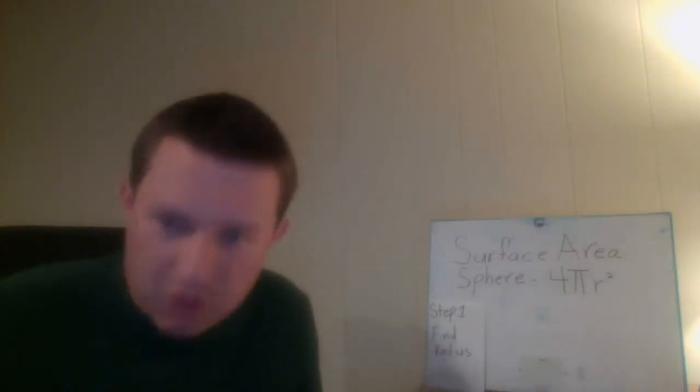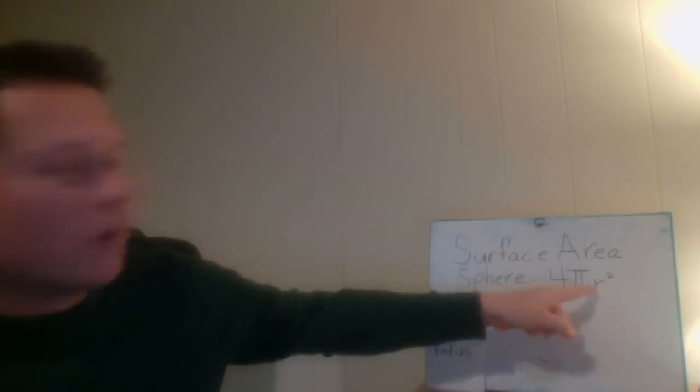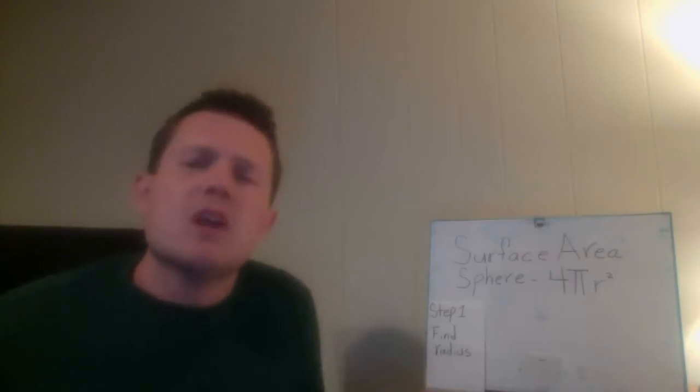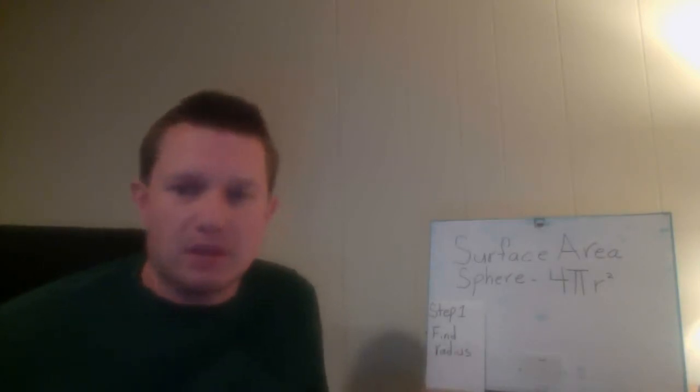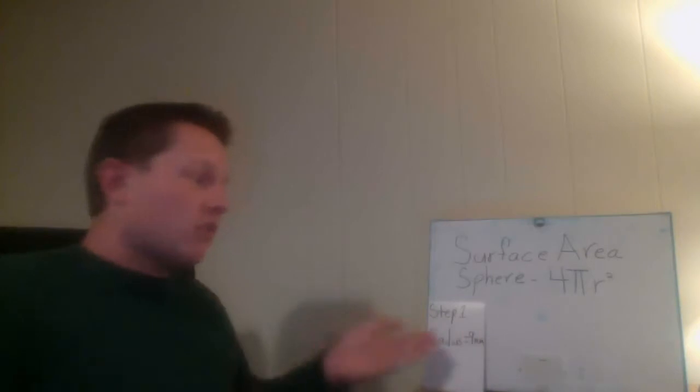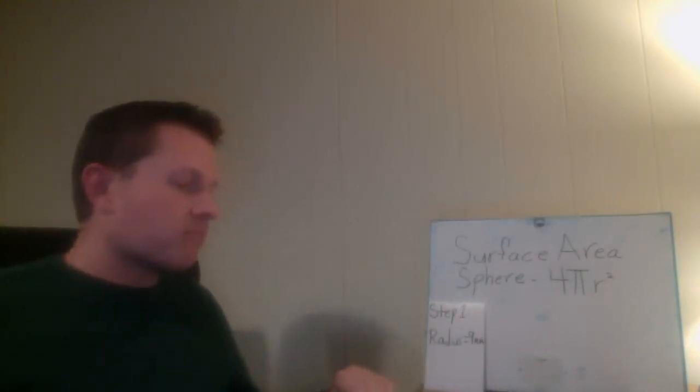So I need to convert that to a radius, of course, because we're talking about 4 times pi radius squared. And you start with radius squared first using the PEMDAS rules. So the radius would be 9 millimeters since the diameter was 18 millimeters. So we have found the radius. The radius was 9 millimeters. Great, we're all on the same page.